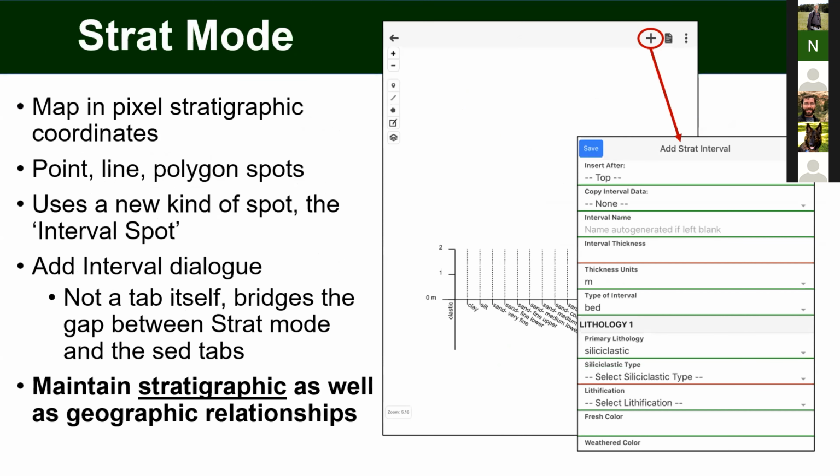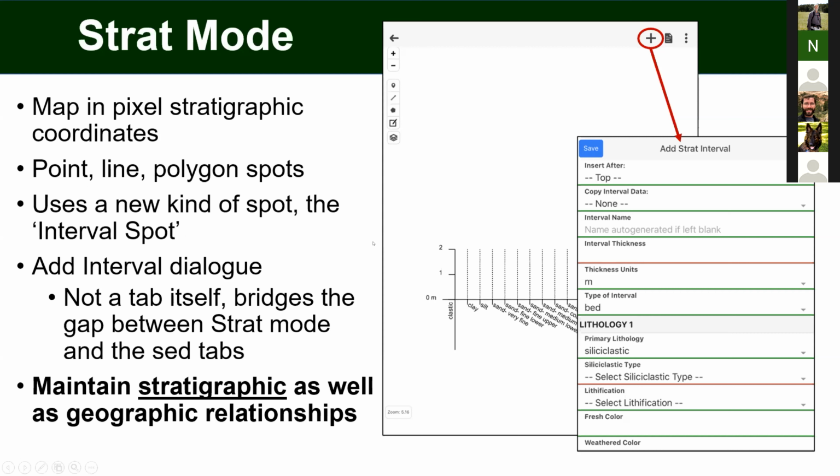Strat mode itself uses those tabs in the vocabulary to be able to build a stratigraphic section within Strabo. And we refer to this as Strat mode. This is a new map mode that is essentially a one-dimensional map where it tracks the stratigraphic coordinates of input spots. You can do still point, line and polygon spots, but this map mode relies on this new kind of spot that we call the interval spot.